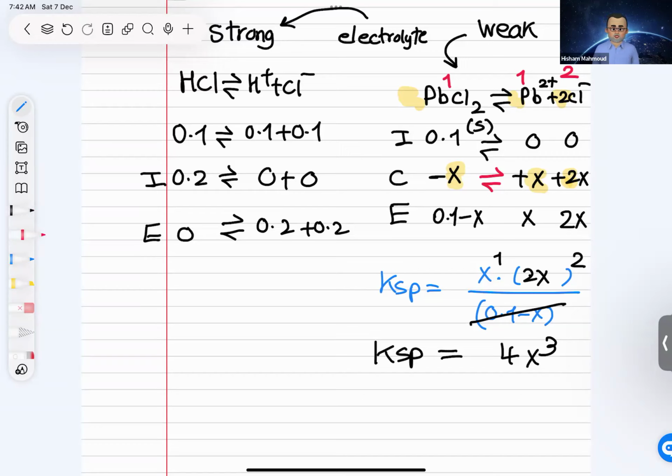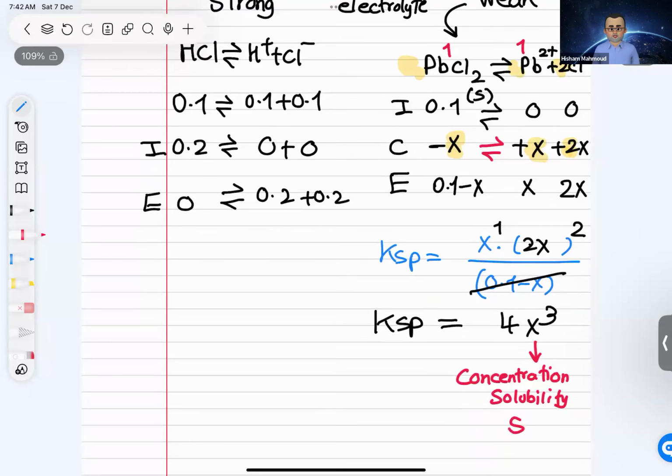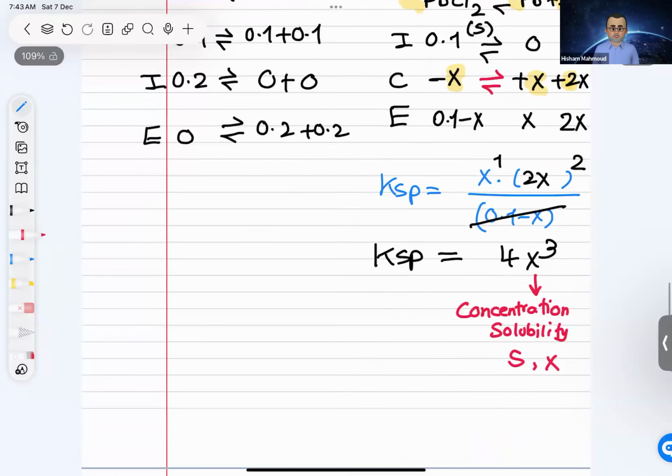In the exam, he will call this X the concentration, or he will call it solubility. You can remove X and put S instead. Any unknown symbol can be placed, it can be any of them. So if he gives me the solubility, I can find the KSP, and the opposite can also happen: if I have the KSP, I can find the X.